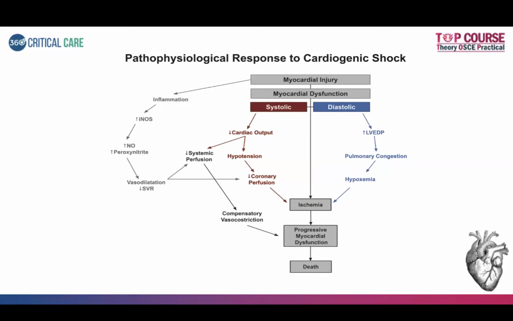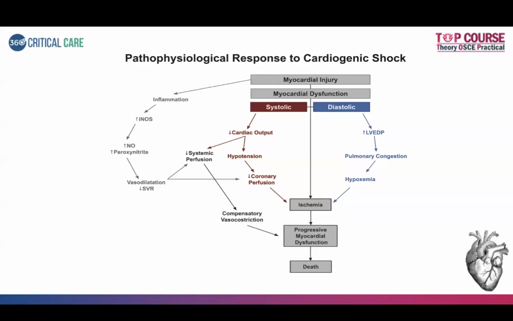Okay. So coming to the systolic dysfunction, usually there will be a decrease in cardiac output. Then that itself is going to cause a hypoperfusion state and hypotension. That hypotension is going to cause a reduction in your coronary perfusion, and that is going to cause further ischemia. It's almost like a cycle.